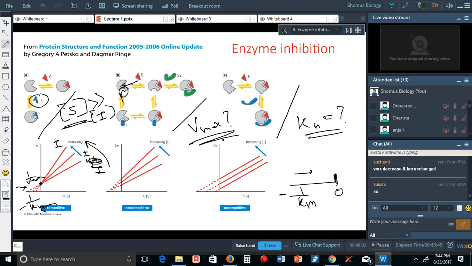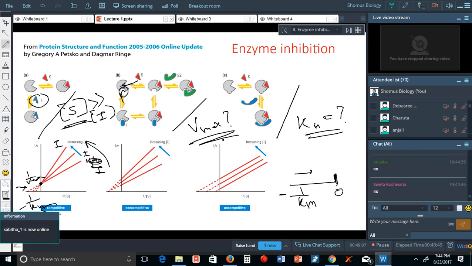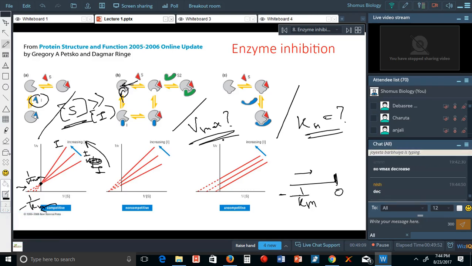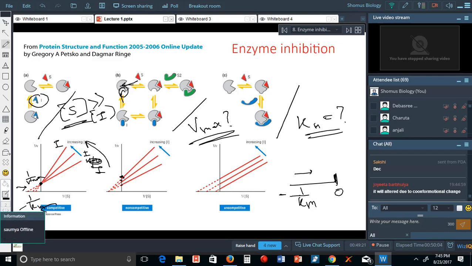No. We cannot achieve maximum velocity. So what will happen to maximum velocity? It will decrease. So the maximum velocity, whatever it was earlier, now it will be less. If you look at the Lineweaver plot again, you can see the value for 1 by Vmax is changing. So at this particular point, with increasing inhibitor, the maximum velocity is also decreasing.